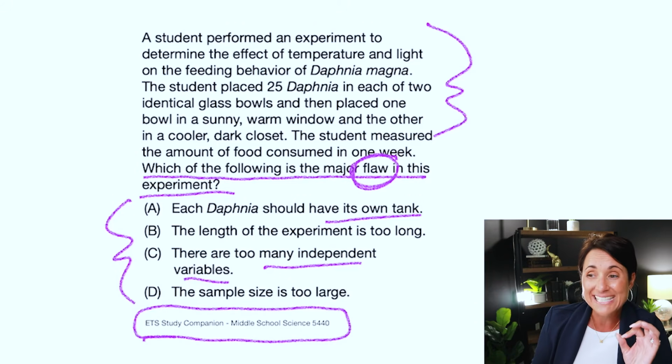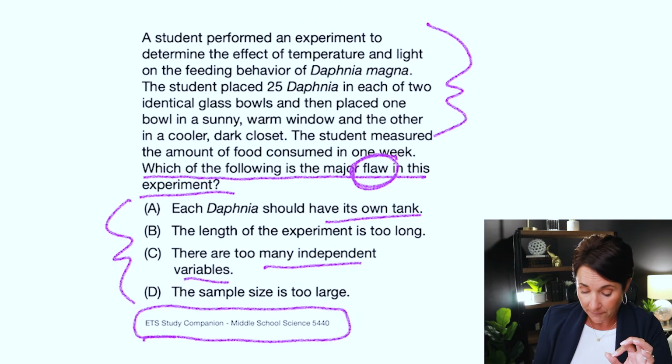You want to have a pretty large sample size. You want to do the experiment again and again and again. And you want to follow the scientific method. Now, I'm not going to get into that now. We have science videos to help you with that. But those are things that I know as a science teacher that I'm going to have to be on the lookout for. So which of the following is the major flaw in this experiment?